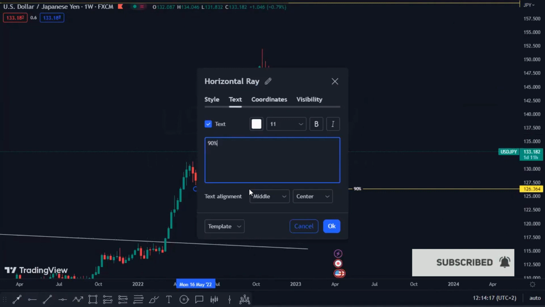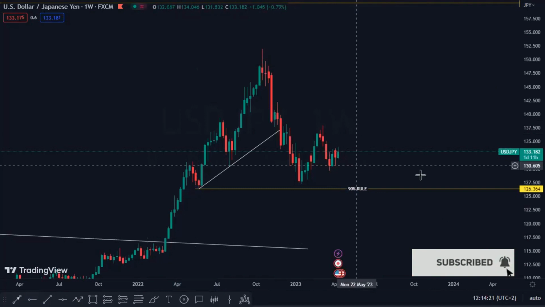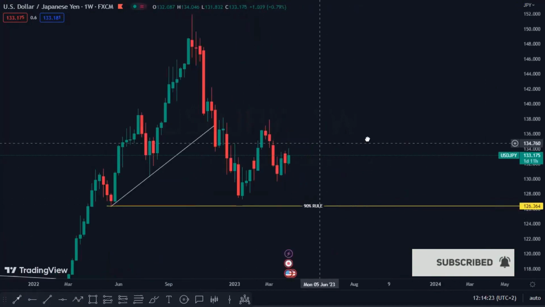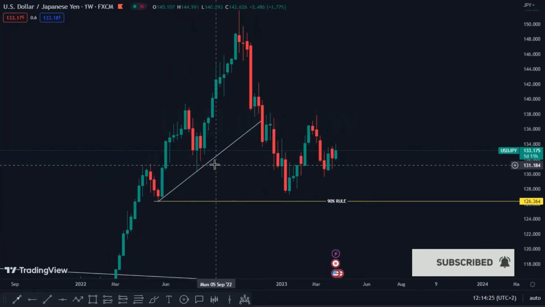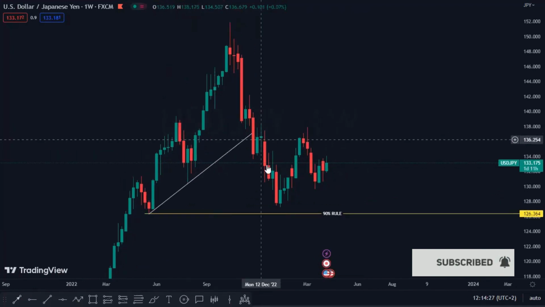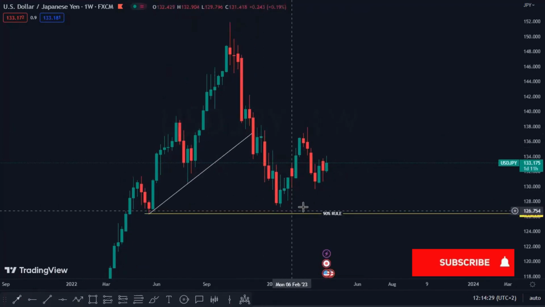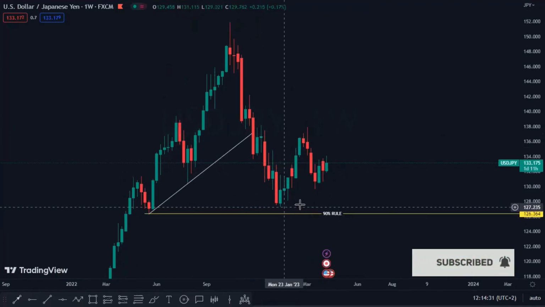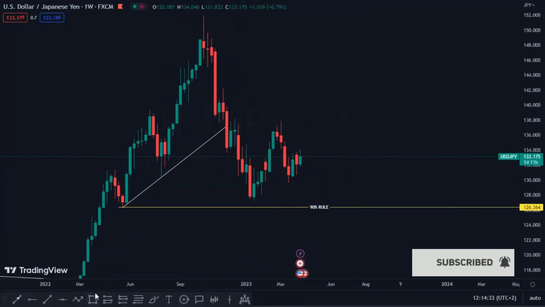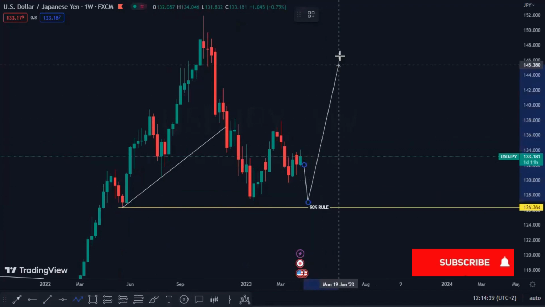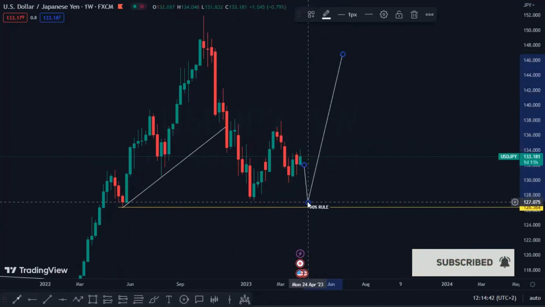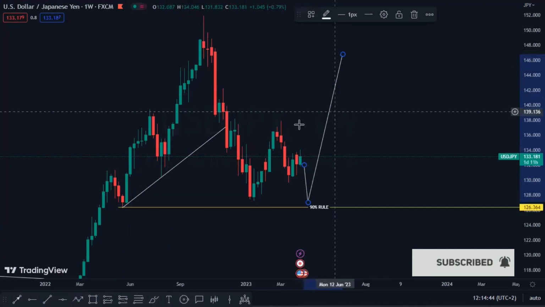Just gonna mark out the 90% rule just so I can have a sense of where price has to go, right? And obviously I can see that I had this ascending channel right over here and price broke below. Didn't quite reach the 90% rule, but you can see how it reversed here. So for me, there is a possibility that price can just come here to test this level again, obviously giving us that double bottom formation.